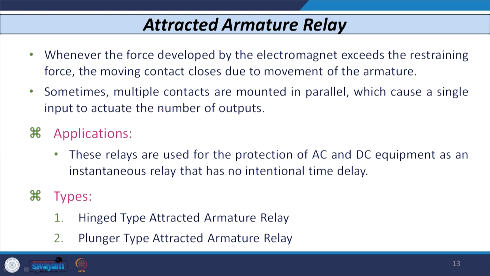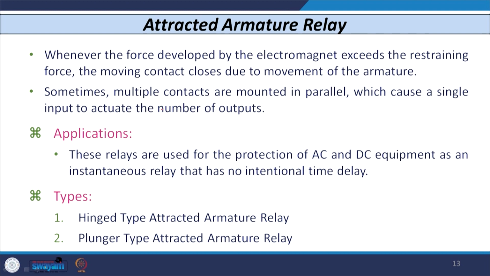Whenever the force developed by the electromagnet exceeds the restraining force, which is provided by the spring, then movement of the armature occurs, and this movement of the armature is transferred to the relay contacts, and the relay operates. Sometimes multiple contacts are also provided, and these are connected in parallel to actuate the relay.